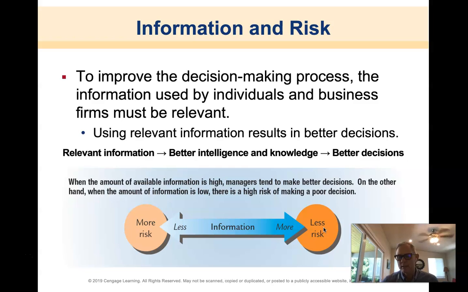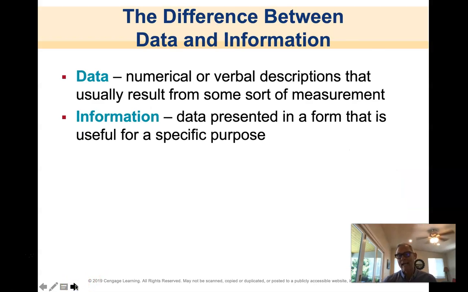Again, every decision needs to be made based on data, based on information. So many times we often go with our gut, and it's not as sound as making that decision based on data and information. So the difference between data and information: data is just the numbers. Data is a numerical or verbal description that usually results from some sort of measurement. So data would be the number of phone calls that a salesperson made, or the net profit of an organization, or the expenses of an organization.